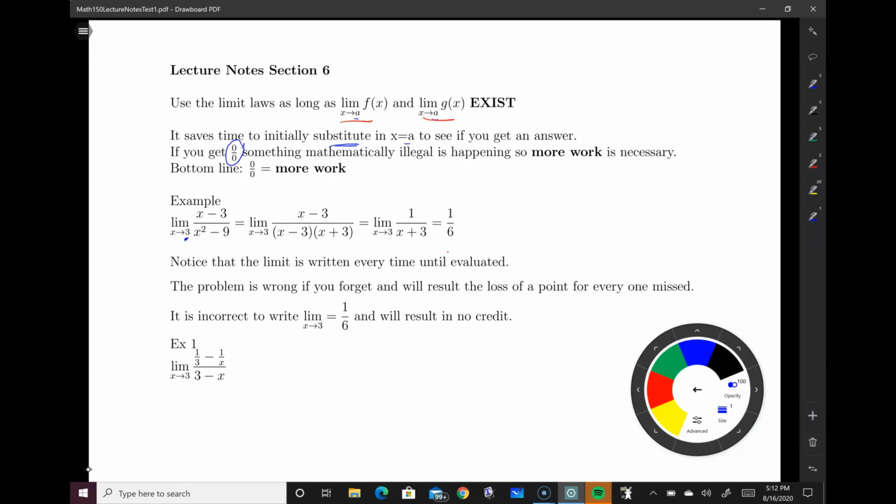That is not a vertical asymptote. What that means is you need to do more work. And I'll give you lots of examples, but it means some kind of algebra needs to happen. So you're going to recognize some of these.